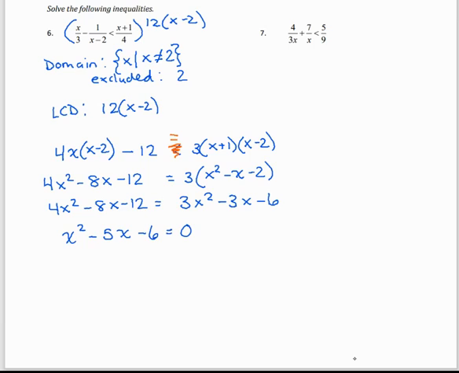Here I will now factor, right? What multiplies to negative 6 and adds to negative 5? Be careful here. Oftentimes 2's and 3's trick us up, but it's a negative 6 and a positive 1.